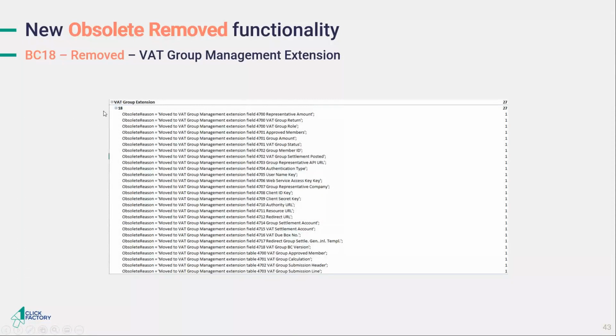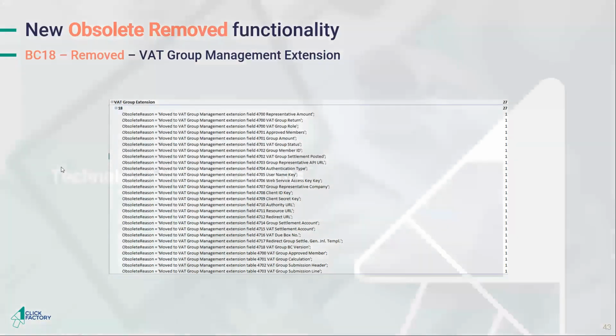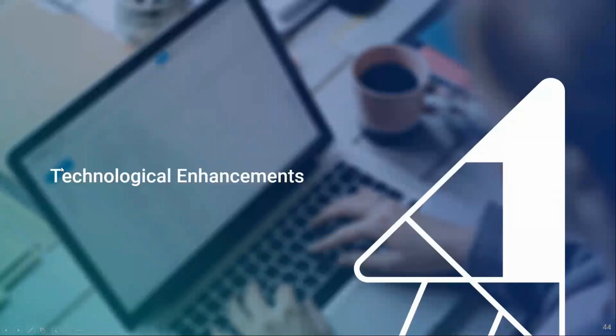Then the VAT group management extension was created in previous versions, and all these relations, 27 fields and other objects, were removed. So you should now use this new extension created. And that's it from removed.